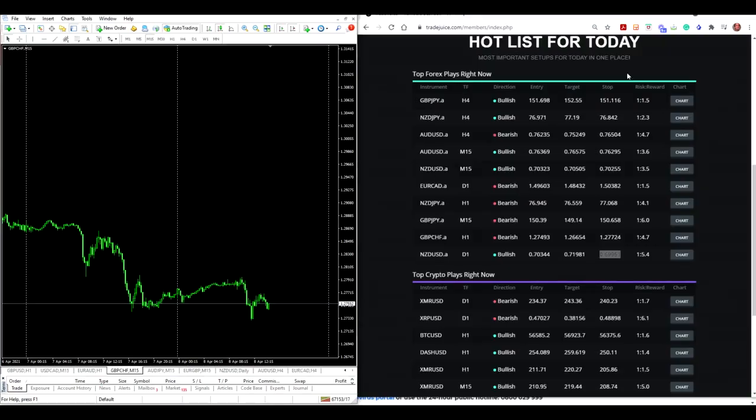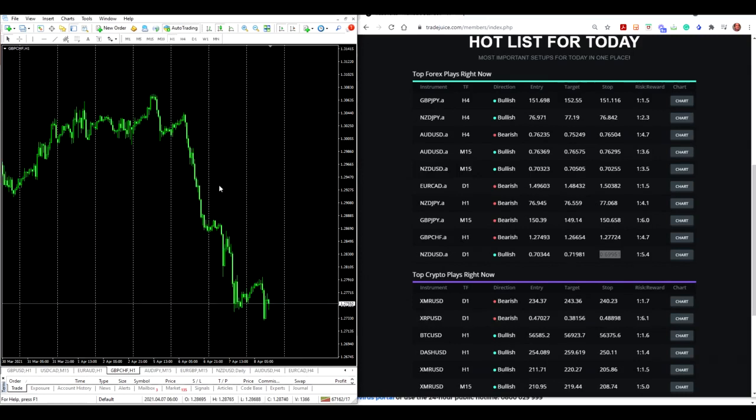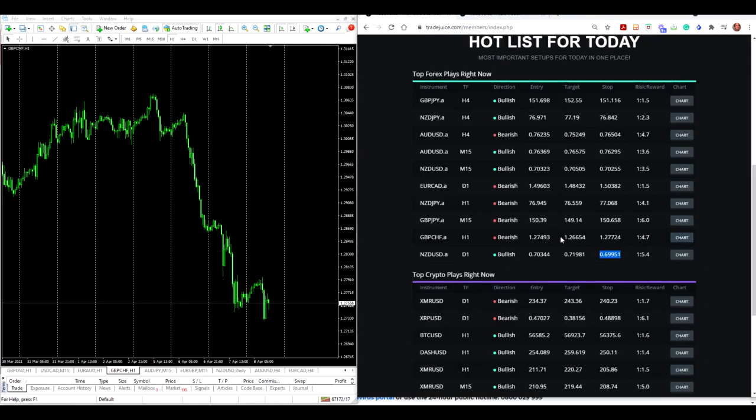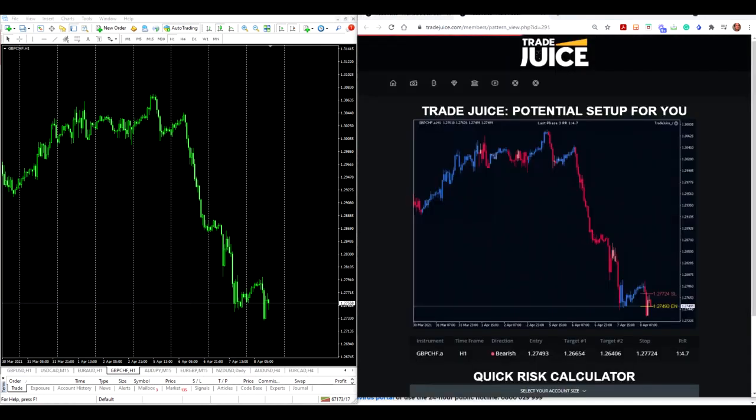So I'm on the hot list for today on the TradeJuice members area, and at the moment I'm looking at the pound CHF Swiss franc 15 minutes. Let's put it up to the 1 hour chart. I've got a signal that I can enter this pretty soon, and I'm going to go short. It's telling me to go short. It tells me where to enter, target, and where to place my stop. So there's my MT4 chart. There's the TradeJuice chart telling me the entry, stop, and the targets.